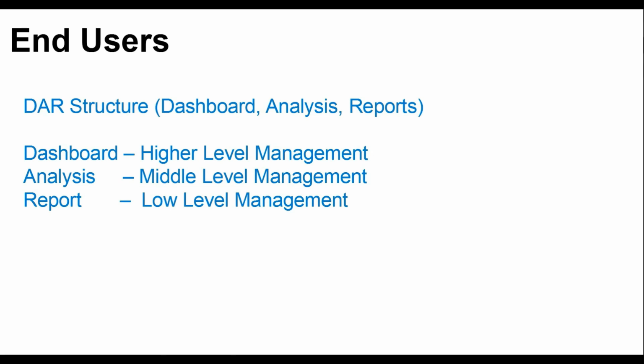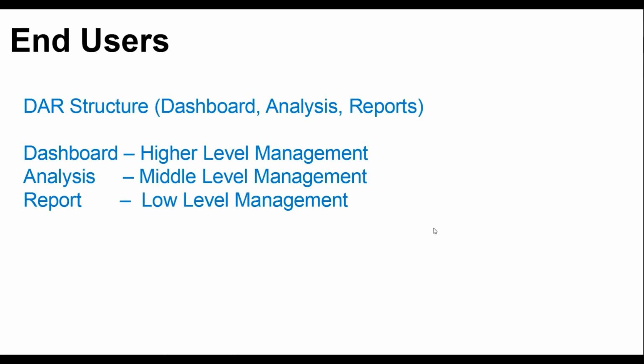So in QlikSense we actually follow the DAR structure, that is dashboard, analysis and reports. The dashboard is designed for the higher level management. It is a kind of bird's eye view on the data, or a higher level view on the data. And the next level is analysis. Analysis is basically designed for the middle level management who performs a lot of aggregations on the data. And the final layer is reports. This is designed for the lower level management. This is a record by record view of the data.